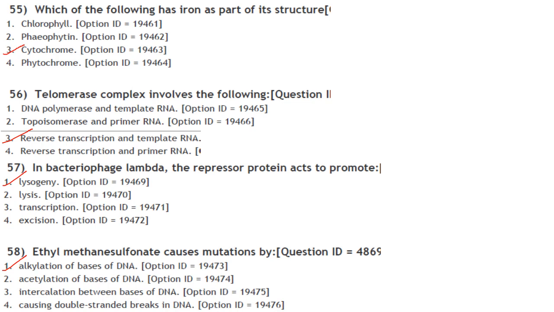Next one. Which of the following has iron as part of its structure? So it is cytochrome. Answer is option 3. Then telomerase complex involves the following. So it has got the reverse transcriptase and template RNA. Answer is option 3. In bacteriophage lambda, the repressor protein acts to promote lysogeny. Answer is option 1.